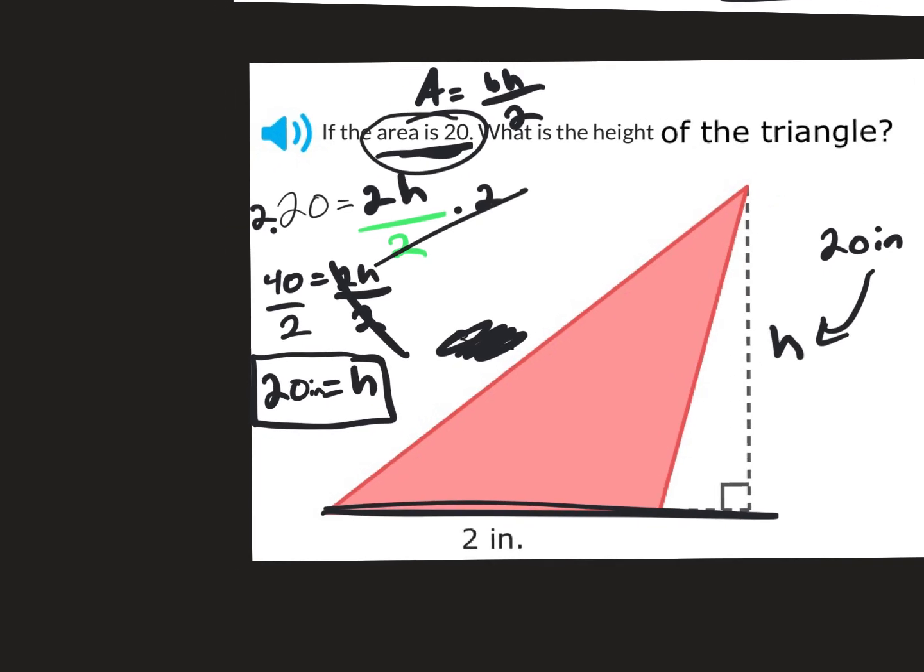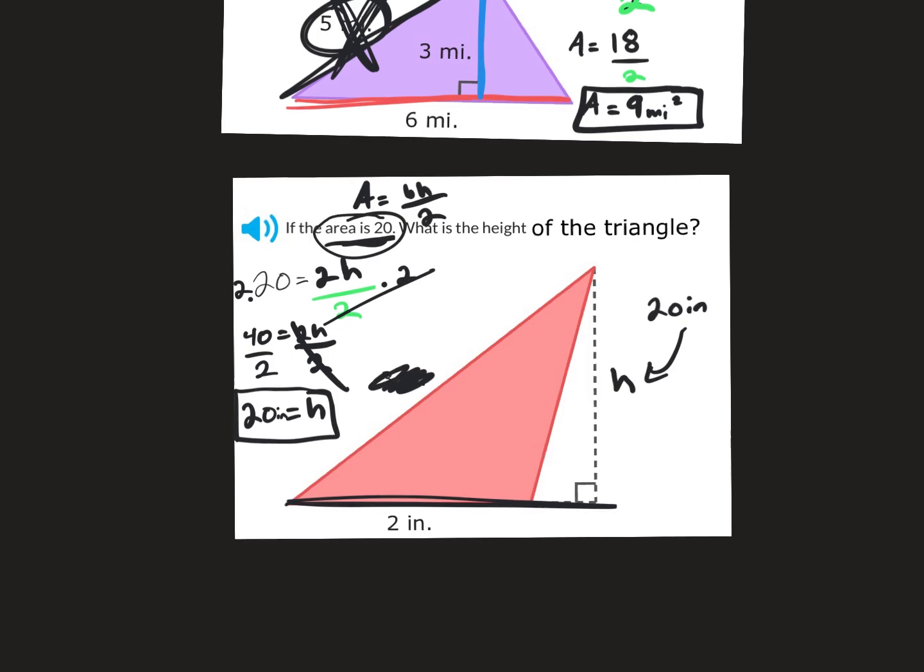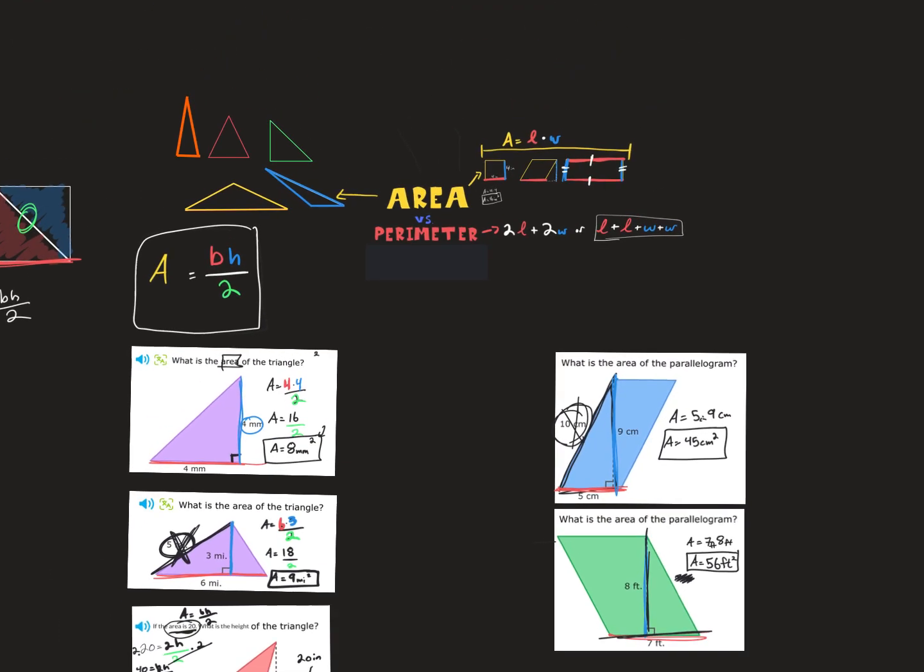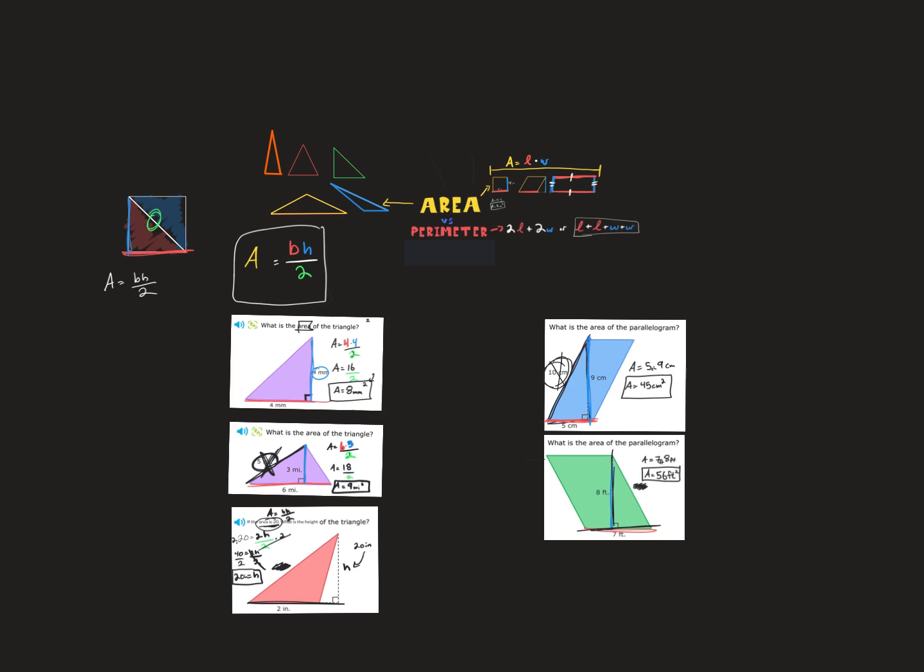there are times where they may give us the area and we have to solve for either the base or the height. All you just have to remember is the very first thing that you do, you multiply by 2 to both sides, and then you have to divide by whichever term, either base or height. It's the same thing. It's just what you are solving for is going to change, varying from problem to problem. So that is area and perimeter of parallelograms and triangles.